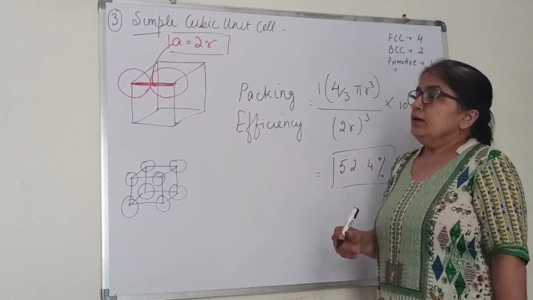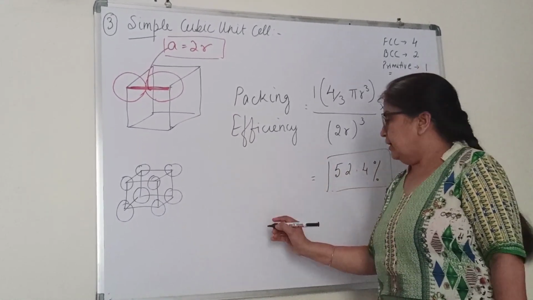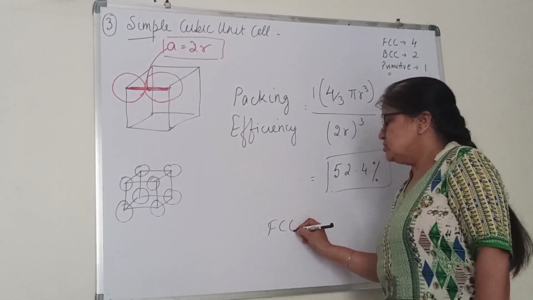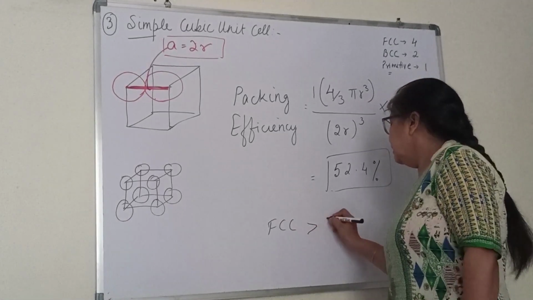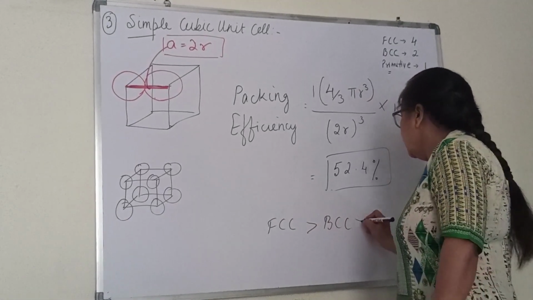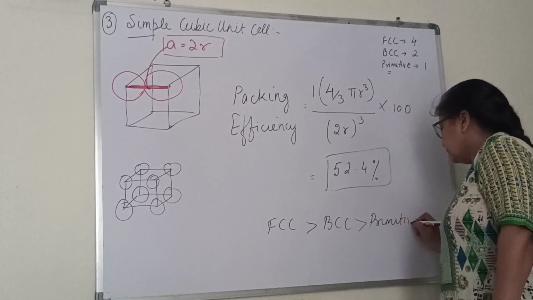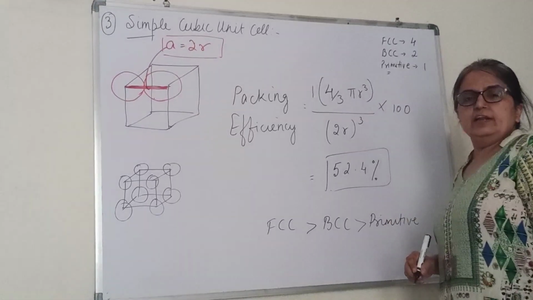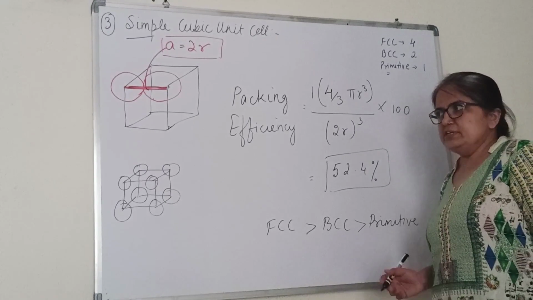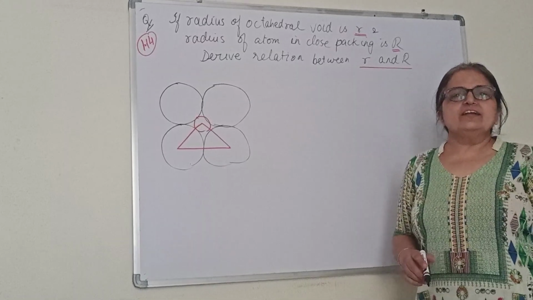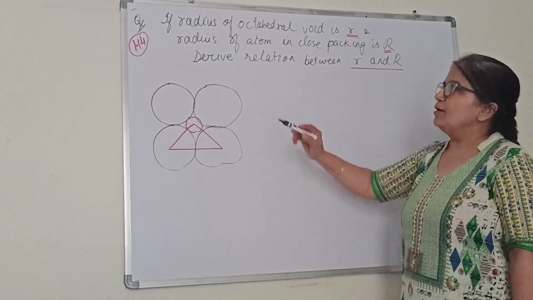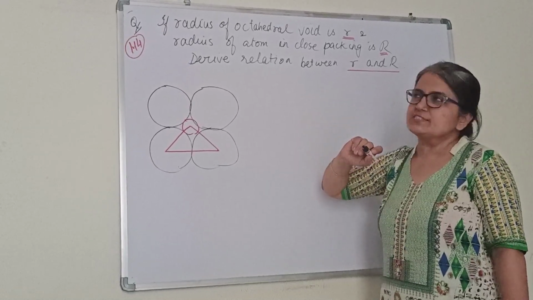Now listen here, what is the order then? FCC was most effectively packed, then comes BCC, and then comes primitive or simple unit cell. Till here it is clear, children? Please note down this. One NCERT question, very good question, number 1.14 we are going to discuss.